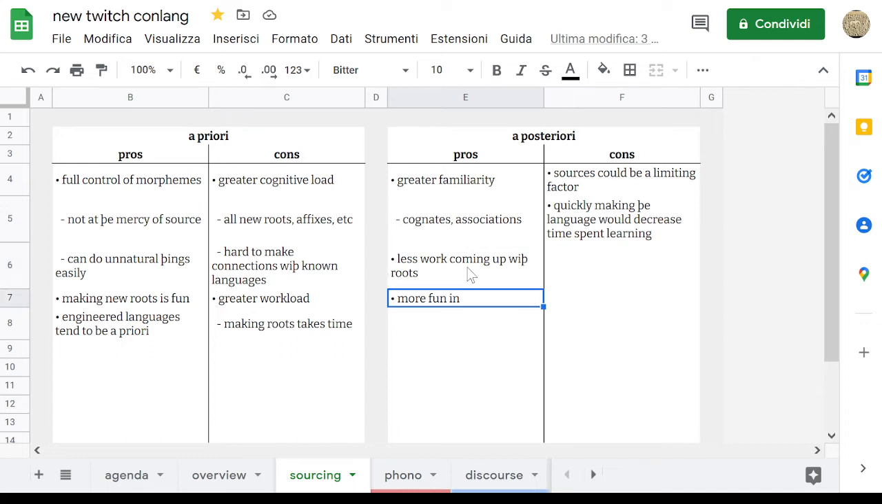So I think that's what I meant there, is that it's fun. Just like it's fun to make new roots, it's also fun to derive from existing languages, because I like existing languages, just like I like making my own from scratch. So I think that's what I meant there. Fun to derive.